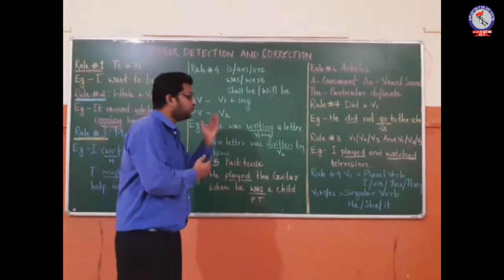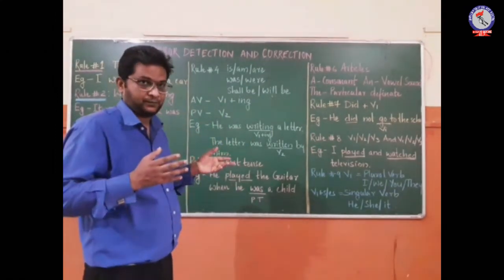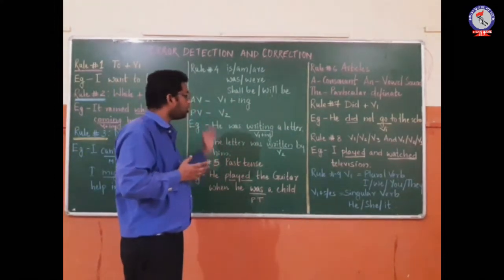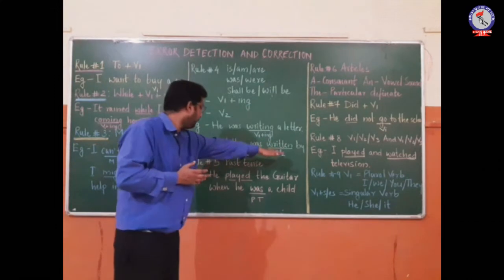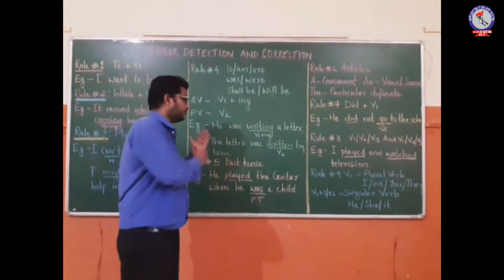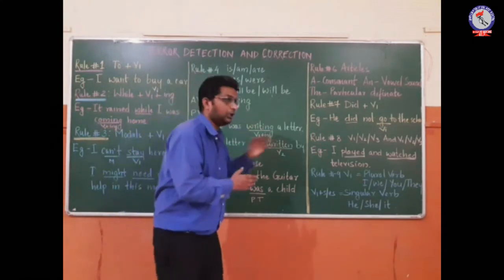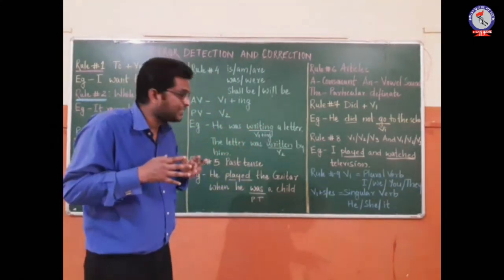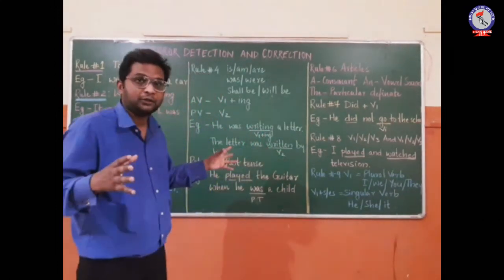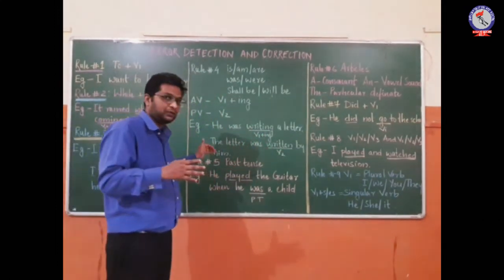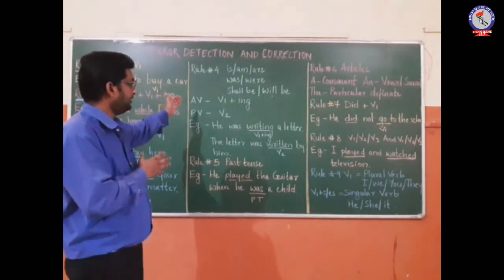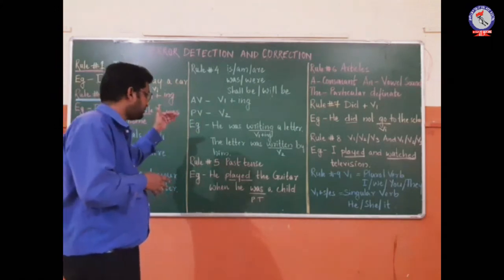See here the example of passive voice. The letter was written by him. Now this sentence is in passive voice. The letter was written. The form of verb is changed from V1 plus ing to V2, written by him. Now these are the two conditions, active voice and passive voice.